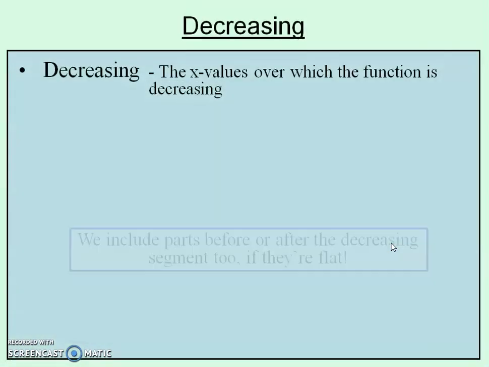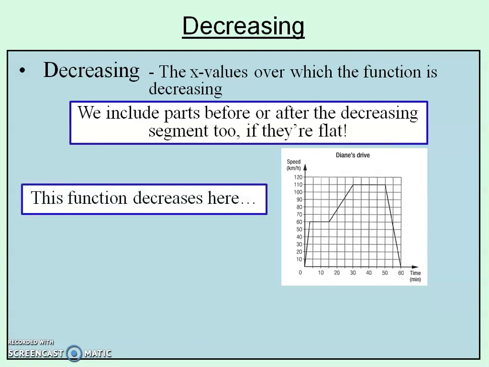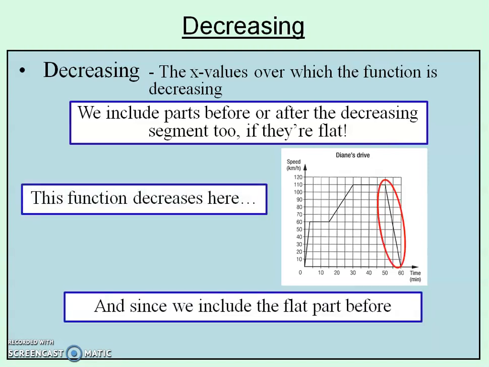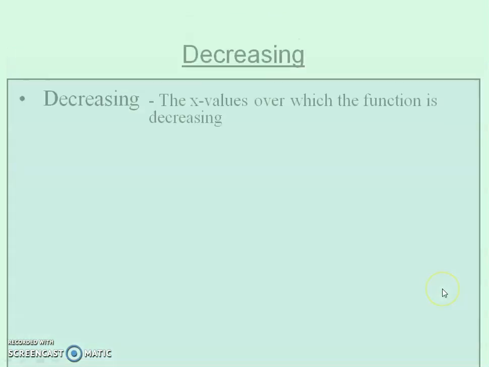Decreasing works exactly the same way. So flat bits, if they're attached to where it's decreasing, are included. This part here is decreasing, and there's a flat part before it, so that interval is the decreasing, both excluded, this one being the end of a graph, this one not being curved. I included units because they were in the graph.